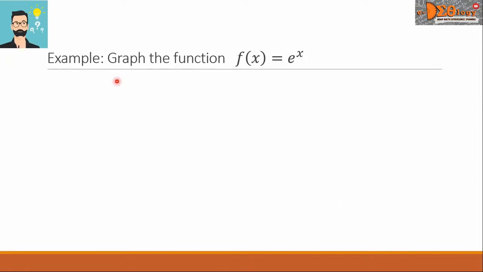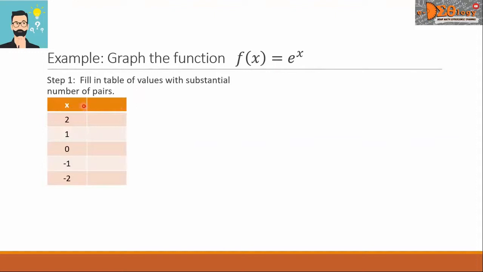Let us have an example. Graph the function f of x equals e raised to x. Our step 1 is to fill in table of values with substantial number of pairs. So we have the x with these 5 values. We have the f of x. We have the corresponding f of 2, f of 1, f of 0, f of -1, f of -2, respectively. So given our function here as e raised to x, we will copy it here.